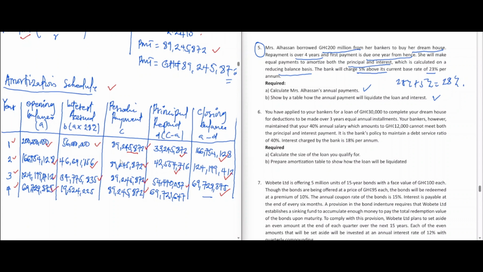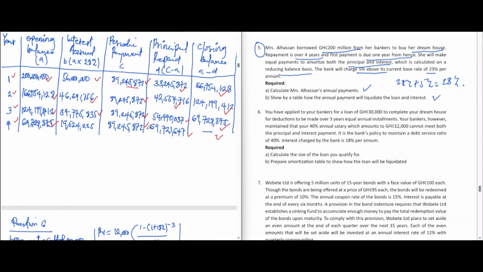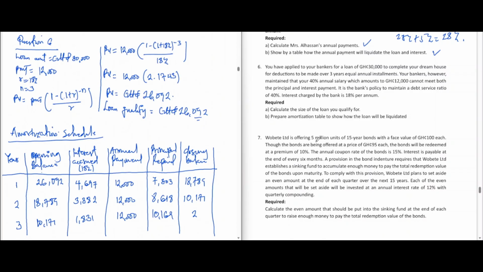And we'll calculate 28 percent interest on it, which will give us 19,524,225, and we know our periodic payment is 89.2 million. Then our principal repaid will be 69,721,642. So when we take the principal repaid from the opening balance, our closing balance will be zero. So that means at the end of year 4, using the amortization schedule, we'll be able to pay off or liquidate the loan amount. Let's look at example 6, question 6.